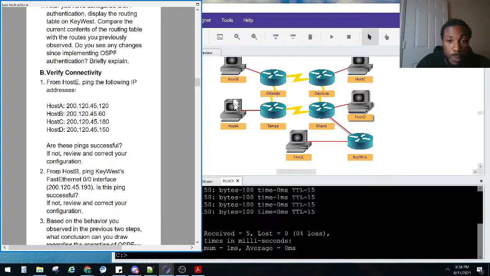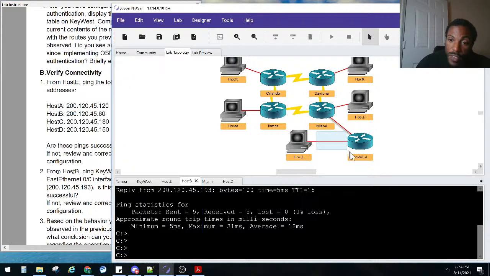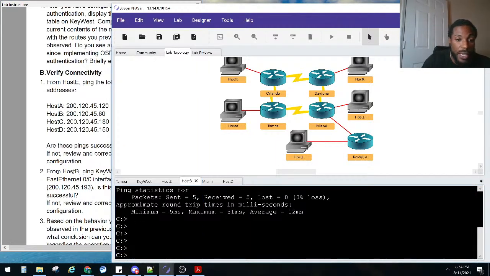From host B, go to host B. Where is he at? Right there. Ping Key West's FA0/0 interface. So we're going to have host B ping FA0/0, which is the local area network side of Key West. Not that side, but this side of Key West. They want us to see if we can ping the local area network. Is this ping successful?